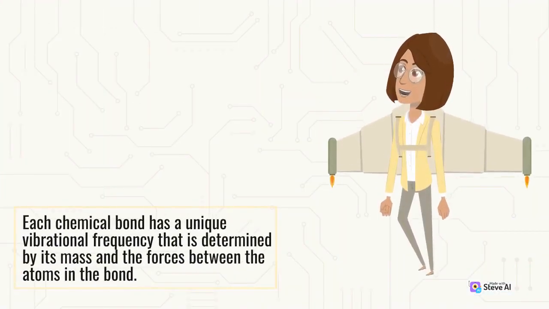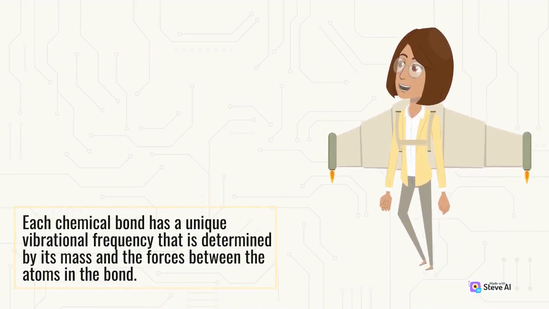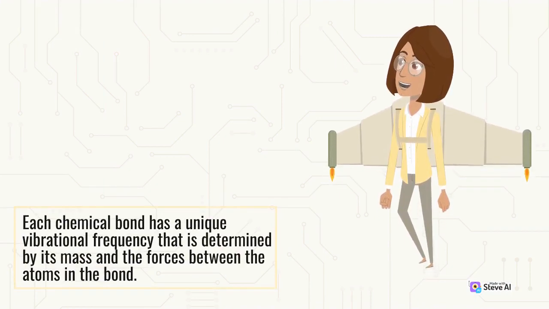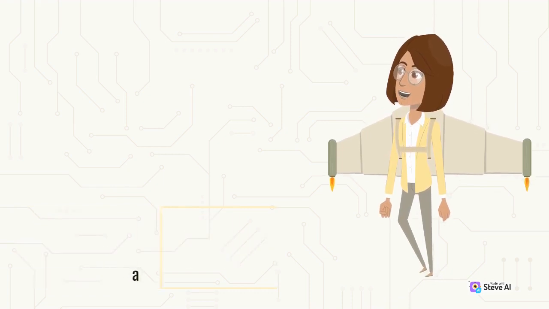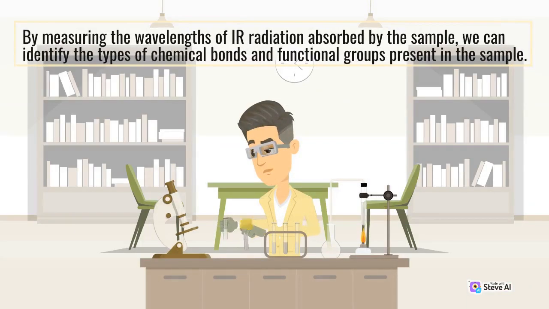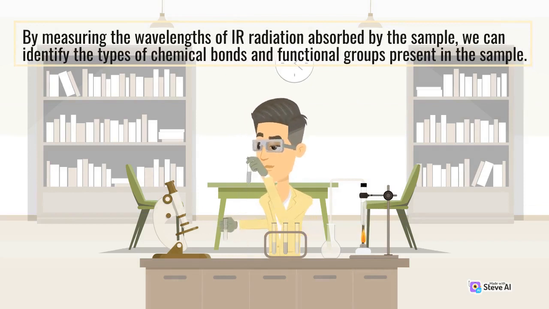Each chemical bond has a unique vibrational frequency that is determined by its mass and the forces between the atoms in the bond. By measuring the wavelengths of IR radiation absorbed by the sample, we can identify the types of chemical bonds and functional groups present in the sample.